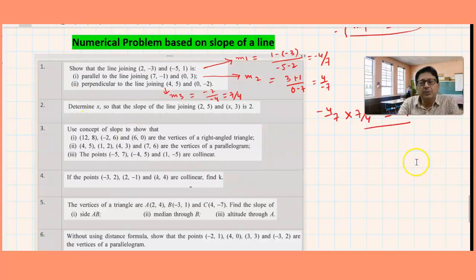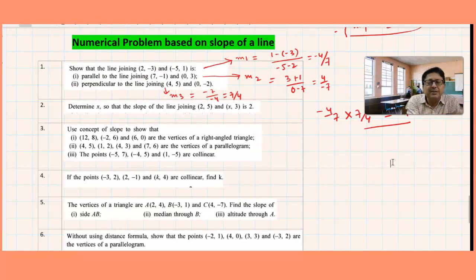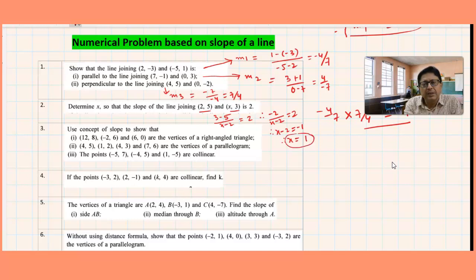Now, how to find the value of x if the slope of line segment joining two points is known? This is very simple. Determine x if the slope of line joining this and this is equal to this. What is the slope of this line? 3 - 5 by x - 2 will be equal to 2. -2 by x - 2 equal to 2. So x is equal to 1.